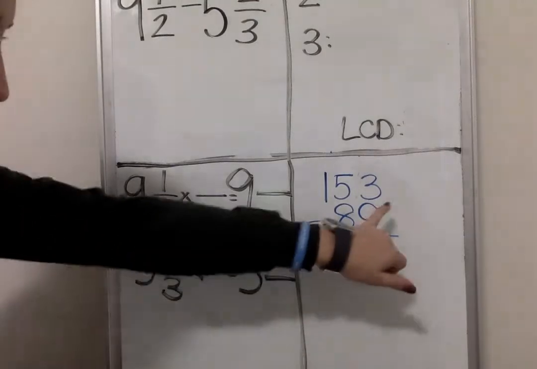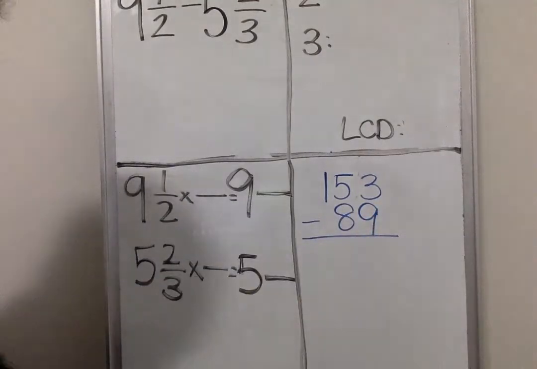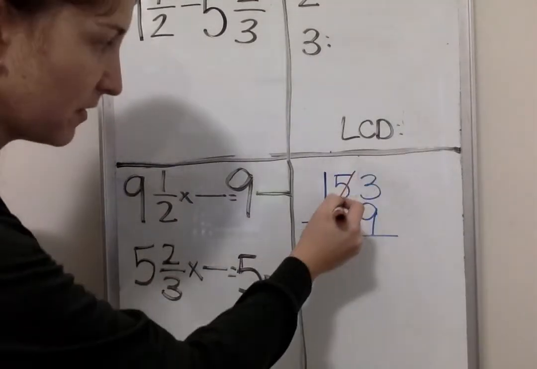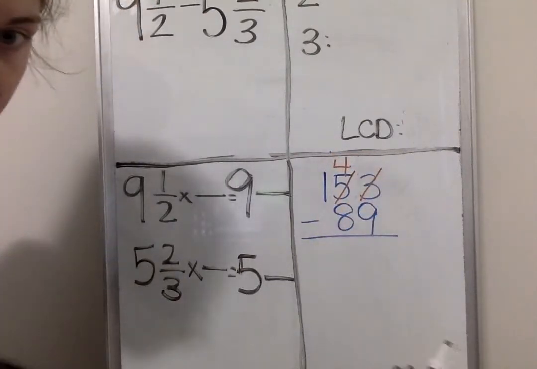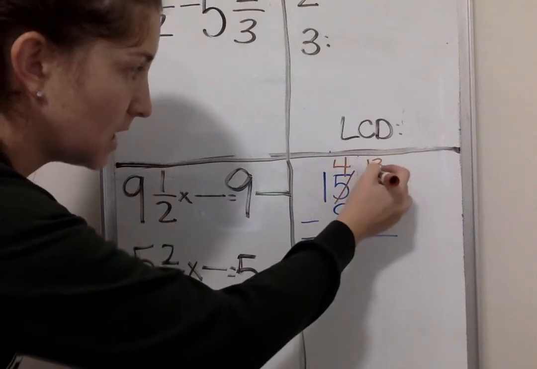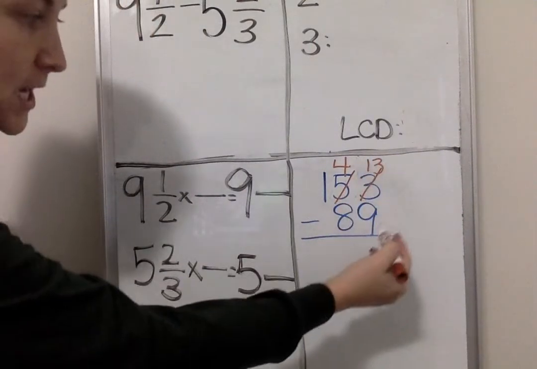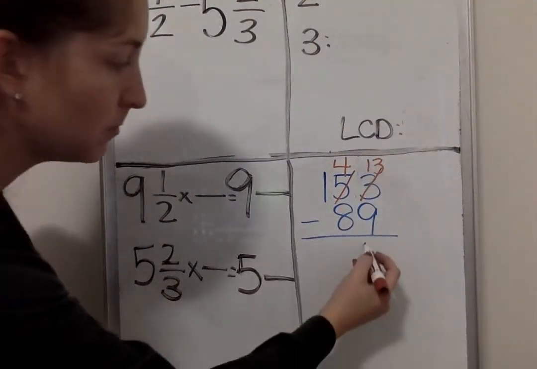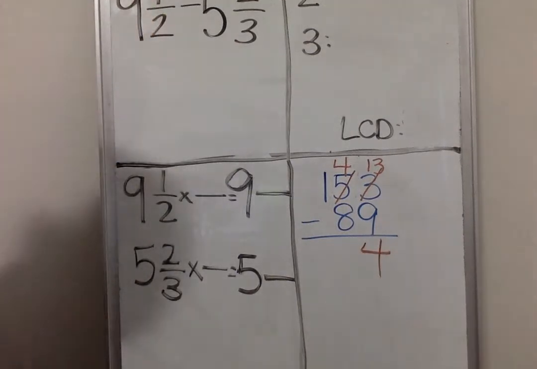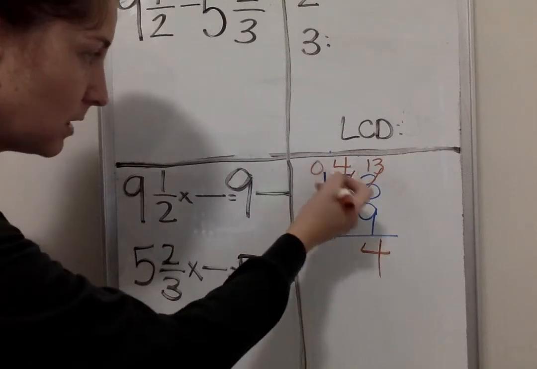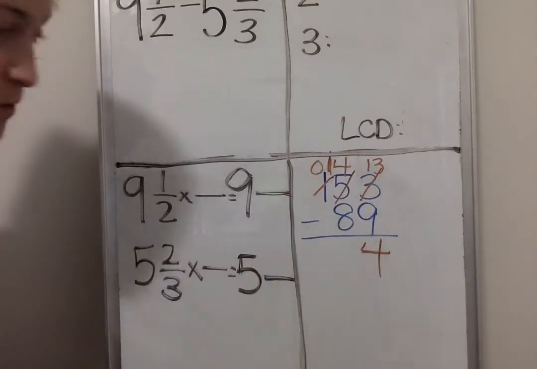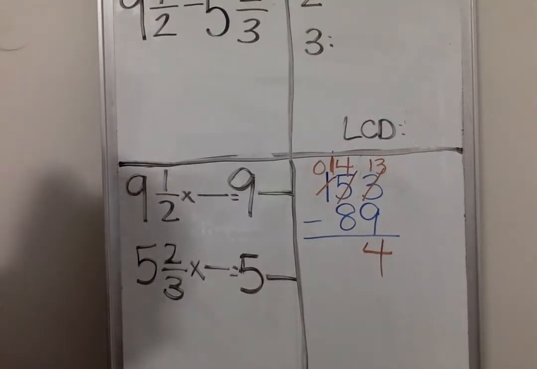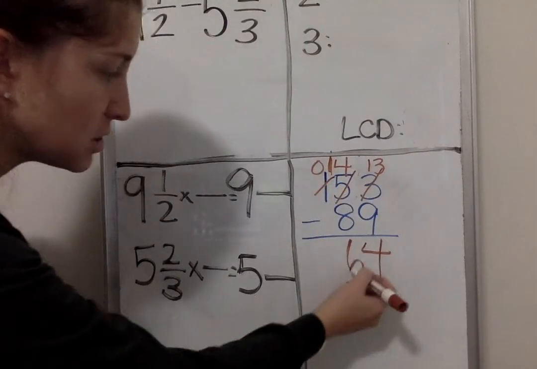For example, I can't do 3 minus 9, so I have to borrow from the 5 and make it a 4. Then, what does my 3 become? Well, my 3 then becomes a 13. So now I have 13 minus 9, which is doable because that gives me 4. Then I have 4 minus 8. Well, I can't do that, so I have to borrow from the 1 and make it a 0, and I have to add 10 to the 4, which becomes a 14. And then I have 14 minus 8, which is 6.